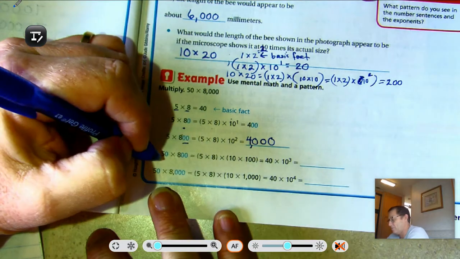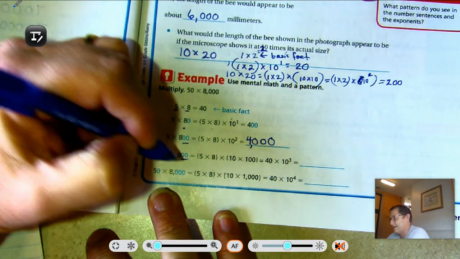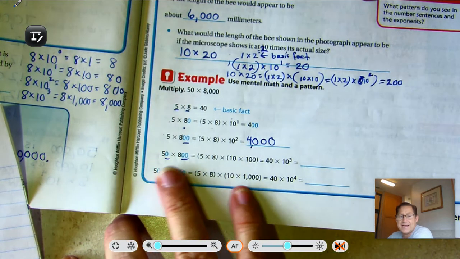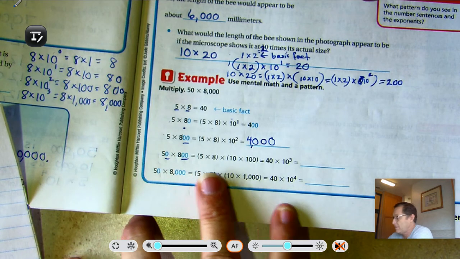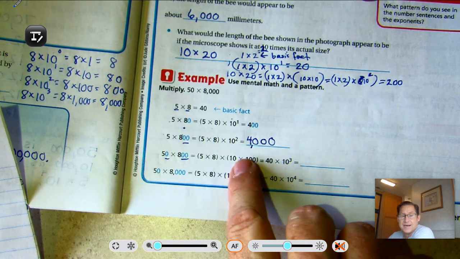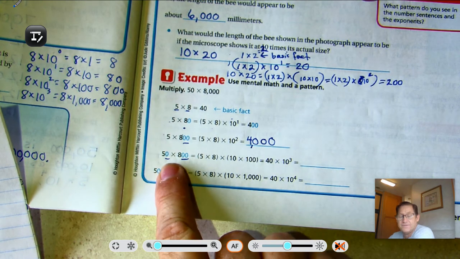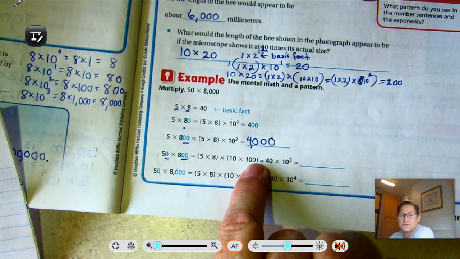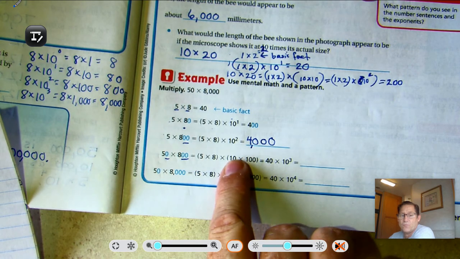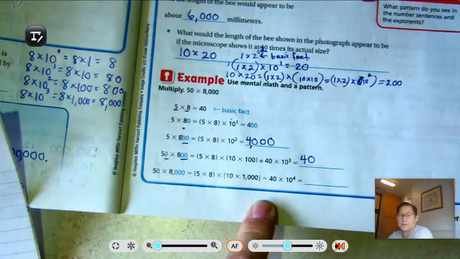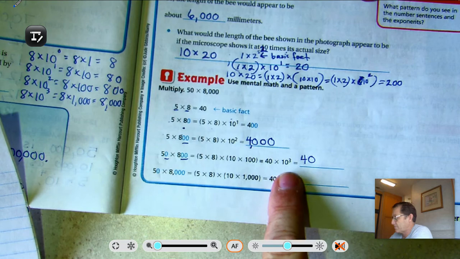All right, now we have 50 times 800. Our basic math fact is still 5 times 8, but how many tens will we be multiplying by? Well, we have 100 from the previous pattern times the 10 of 50. So how many exponents do we have here? How many tens are being repeated? We have 3. 2 in 100 and 1 in the 10. That's 3. So we have our basic math fact of 40. That's our whole number, followed by how many zeros? 3.